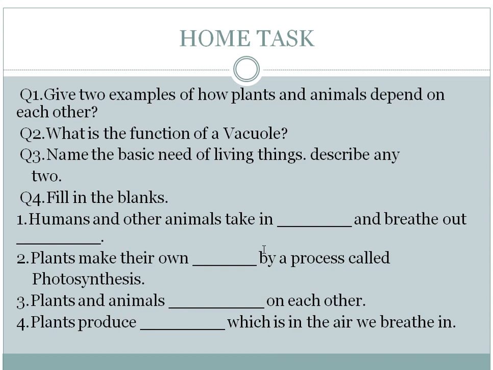Question number 4. Fill in the blanks. Number 1. Humans and other animals take in dash and breathe out dash. Number 2. Plants make their own dash by a process called photosynthesis. Number 3. Plants and animals dash on each other. Number 4. Plants produce dash, which is in the air we breathe in.